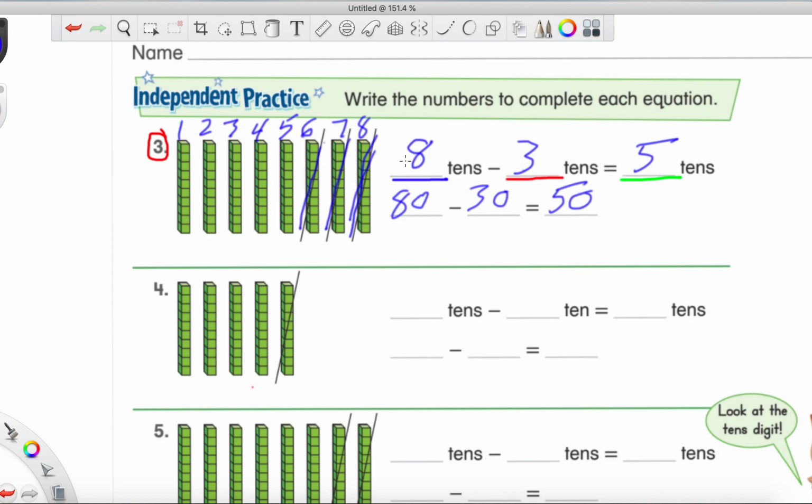Just remember the little trick. This 8 is a 10, so you bring down the 8, put it in the tens place, put a 0 at the end. Put the 3 in the tens place, put a 0 at the end. Same thing with the 5. 5 in the tens place, put a 0 at the end. That's a little trick.